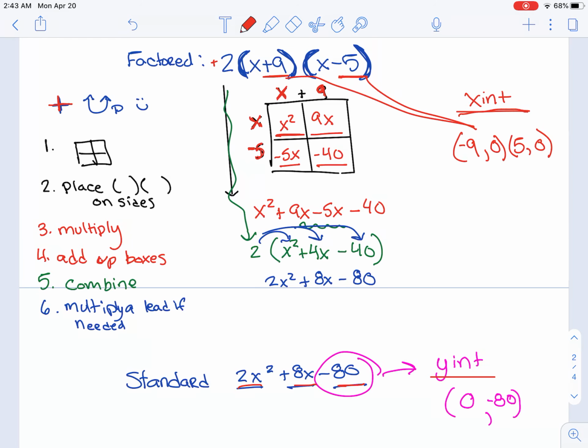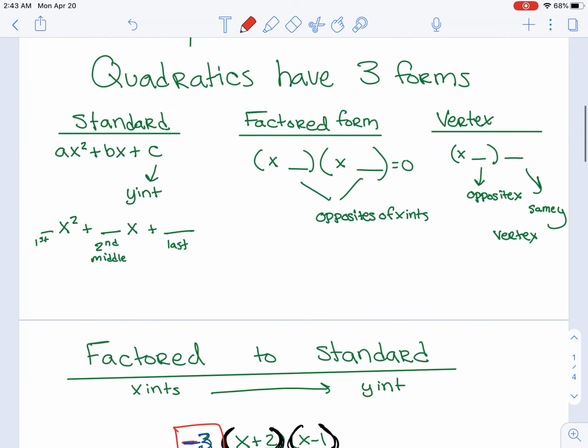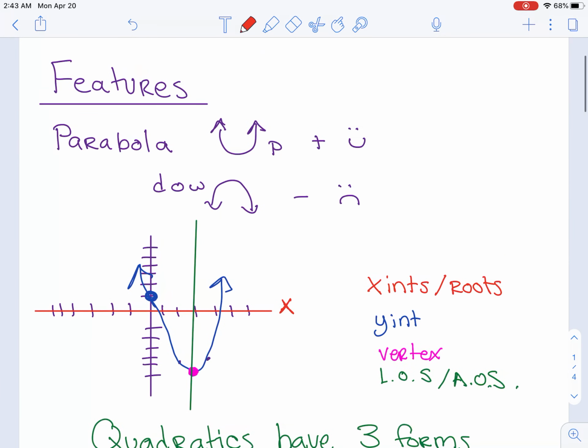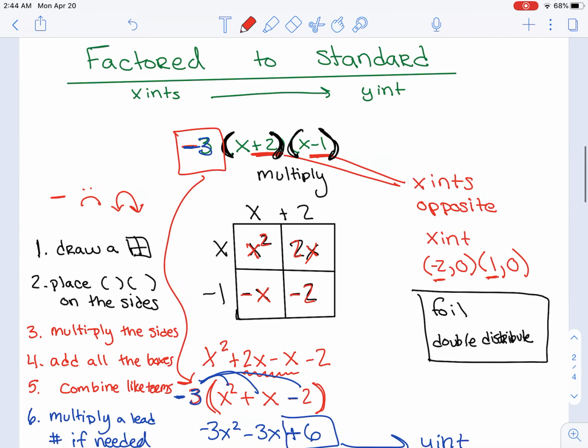Okay, so you have some Delta Math for you to do online. Keep in mind that there are those features questions, and then I'm adding on the factored to standard form.